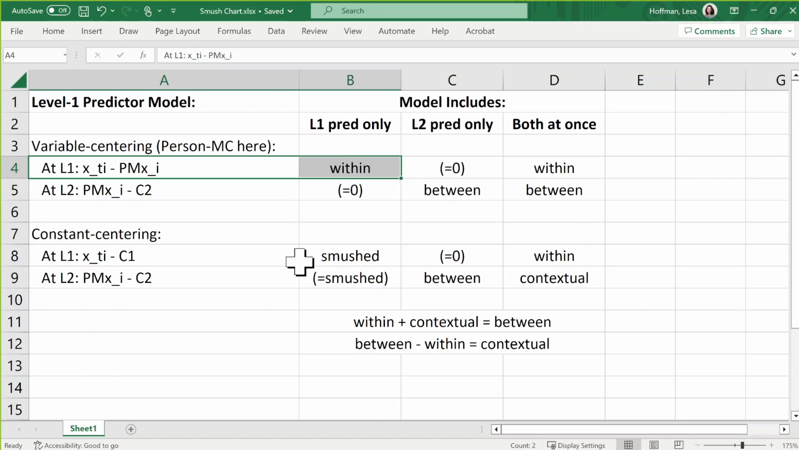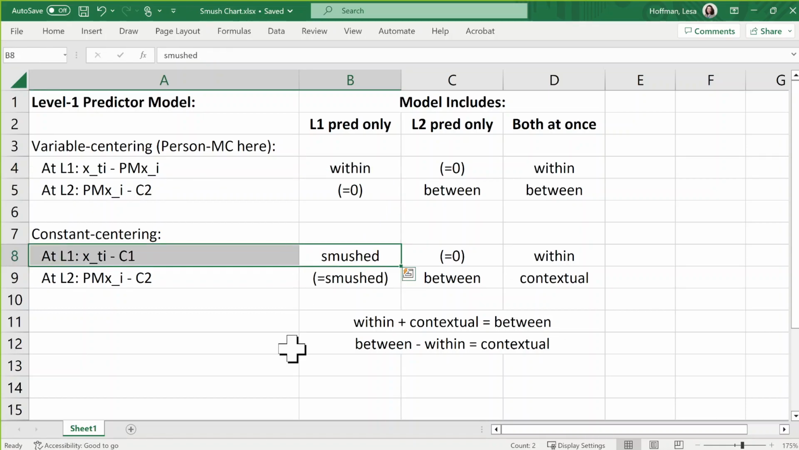But if I have my random slope here instead, then I'm talking about not just between person differences in my within person slope, but between person differences in my between person slope at the same time. Now that's not really a thing in terms of slope variance. The way to think about that is heterogeneity of variance.